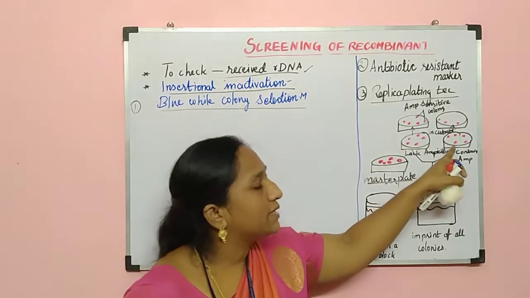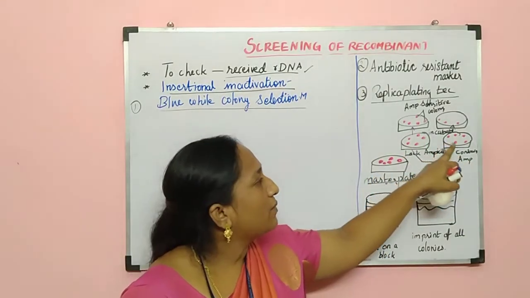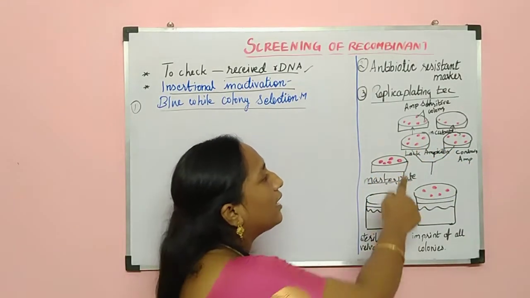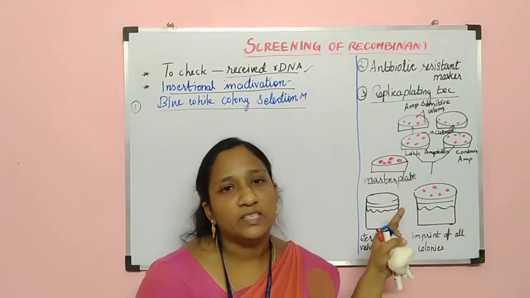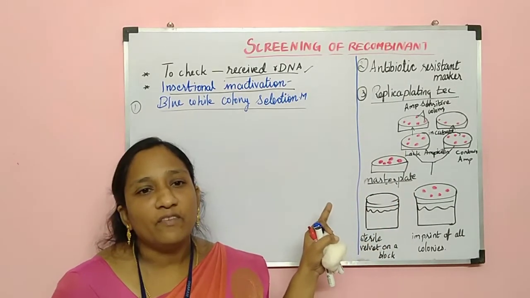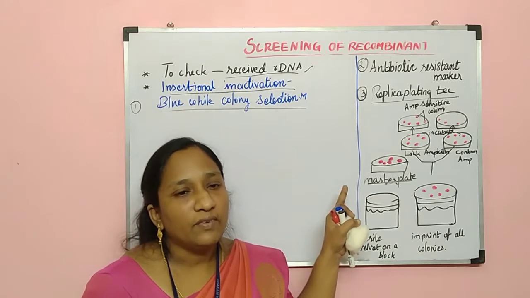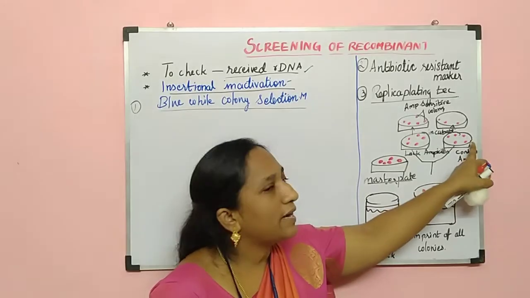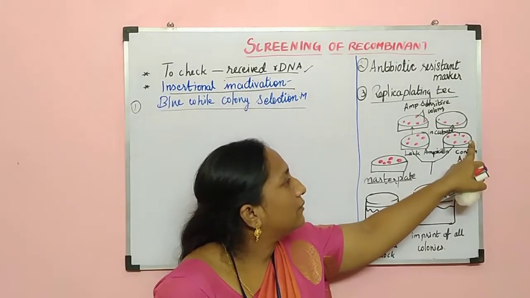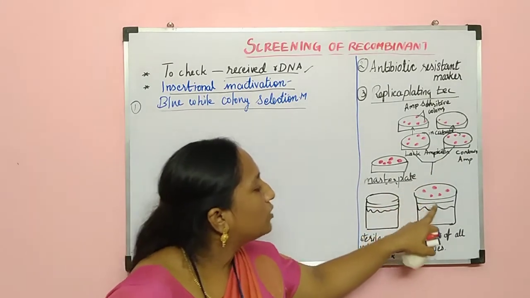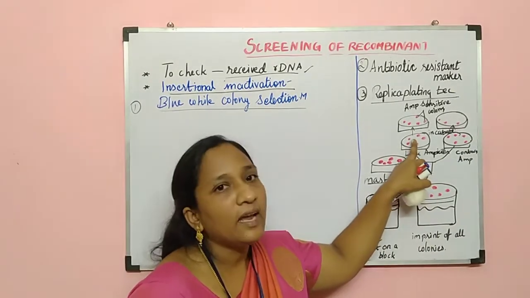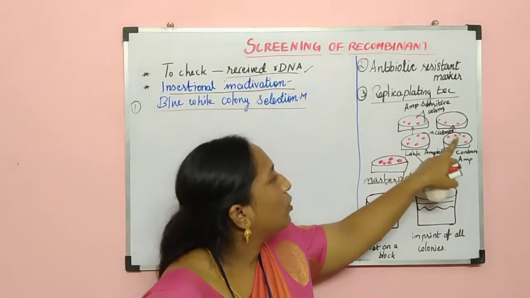New agar medium is taken. In this new agar medium, this plate is having the ampicillin, this plate is having the ampicillin, and this plate doesn't have the ampicillin. Okay, so what happens now? This imprint is pressed on the culture medium over both the petri dishes.